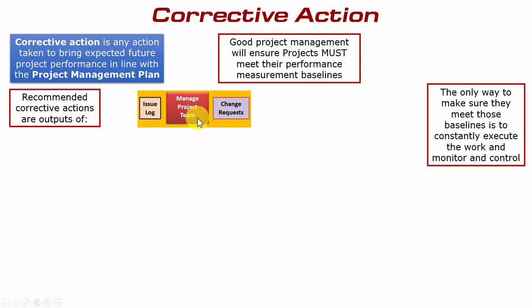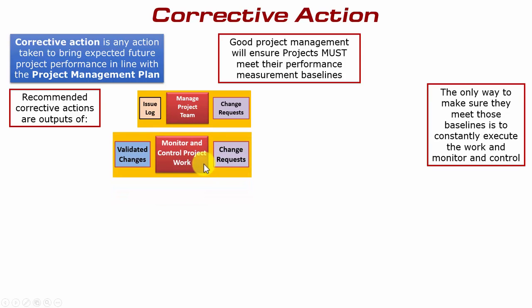A corrective action might be that right now the team are not performing and you either need training or replacement. Don't get confused. When I covered preventative action, that was about a potential possible future need, not something that's happening right now. Monitor and Control Project Work. This is where validated changes are input to, and as a result of looking at how the work is going, change requests can emanate from it, just the same as changes needed when managing the team.